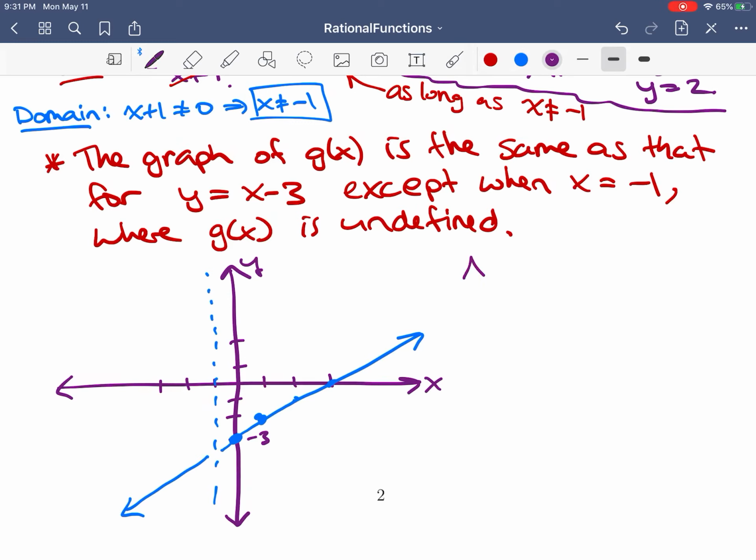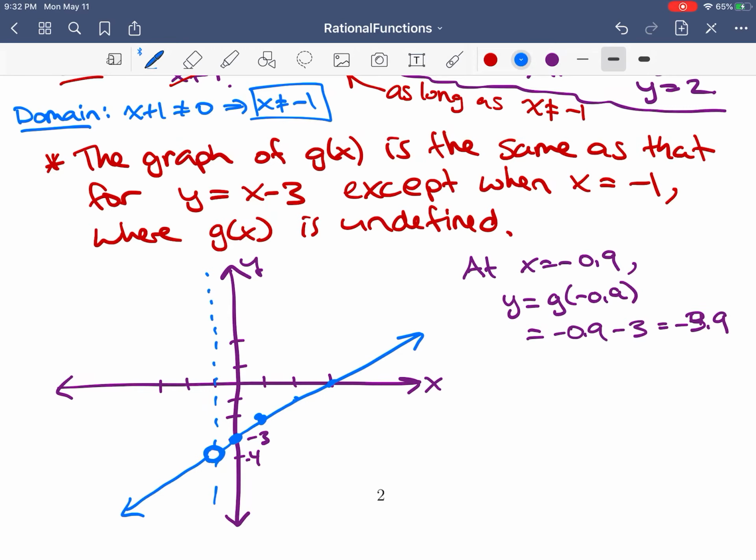And even if you're at, so when x is, say, negative 0.9, okay, really close to negative 1, the y value is g of negative 0.9. We can use the simplified version because it's not negative 1. So this is negative 0.9 minus 3. So it's negative 3.9. Okay, you'll get closer and closer and closer to where this point should be, which is negative 4. So what happens is you just get a hole in the graph.